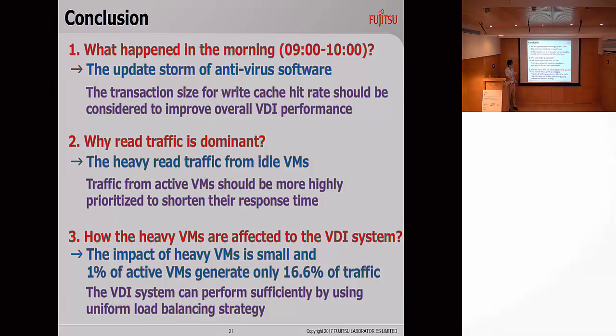Second is that there was heavy read traffic from active VMs. We imply that traffic from active VMs should be more highly considered to shorten their response time. The last one is that the impact of heavy VMs is small, and 1% of active VM generating only approximately 70% of traffic. There is no requirement of the special load balancing strategy.